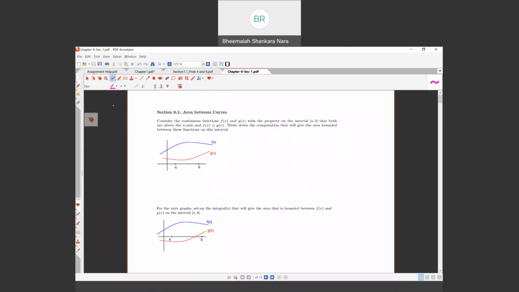So let me join these two points here. All we want to know is the area between the curves. The height of the curve is this, and we want to know the area between the curves. Suppose we want to find the area of this shaded region. The left hand point is A and the right hand point is B.